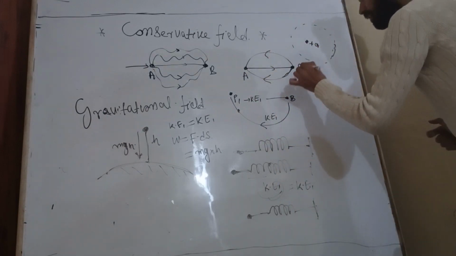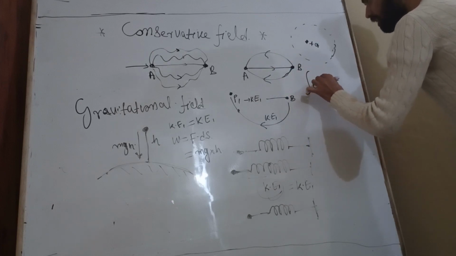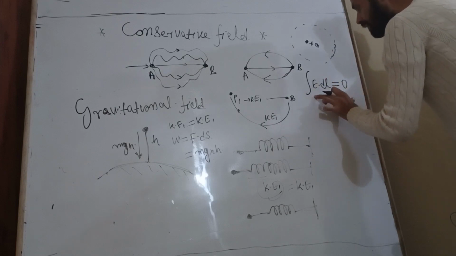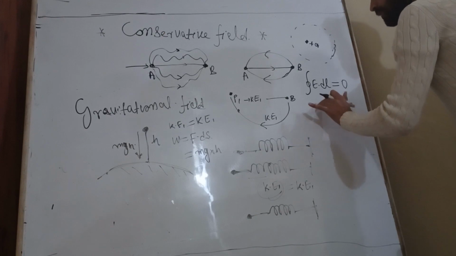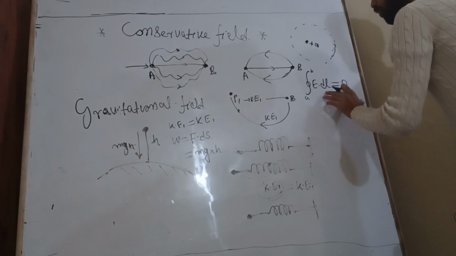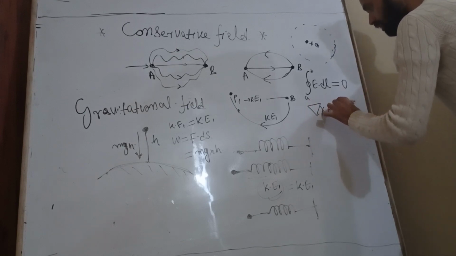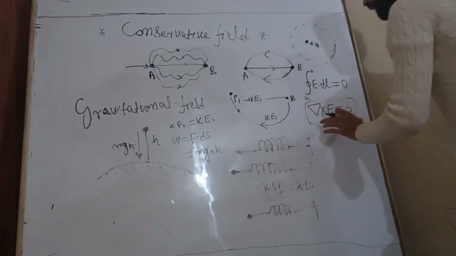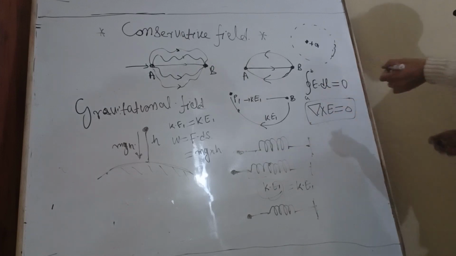In the case of the electrostatic field, the closed integral of E vector dot dl is equal to 0, meaning from path A to path B. Since the closed line integral is equal to 0, and del cross E is equal to 0, from here we can see that the electrostatic field is a conservative field.